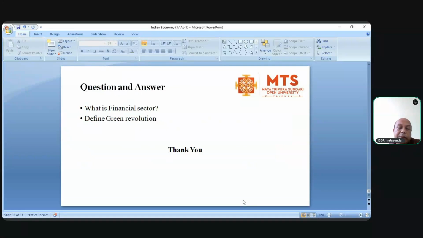So I have completed this unit, and these are the basic questions: what is meant by the financial sector, industrial sector, service sectors, or what is the green revolution and the significance of the green revolution in Indian development growth. If you have any questions, you can ask me and communicate with me. Thank you.